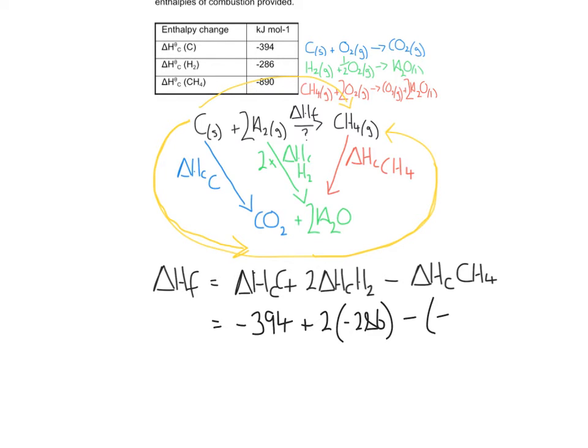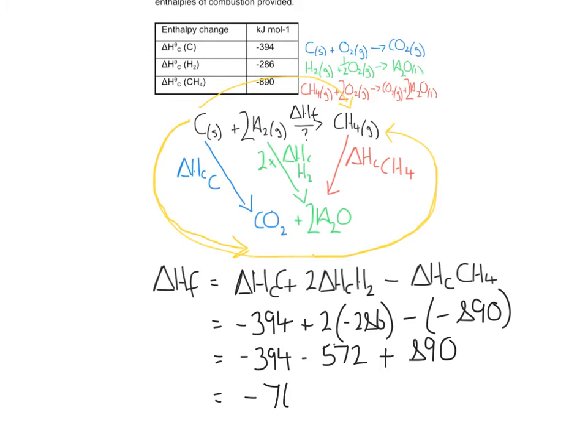minus negative 890. And when we go ahead and solve that, minus 394 minus 572 times minus makes a plus, so plus 890. Our final answer then, when we solve it, comes out at minus 76 kilojoules per mole.